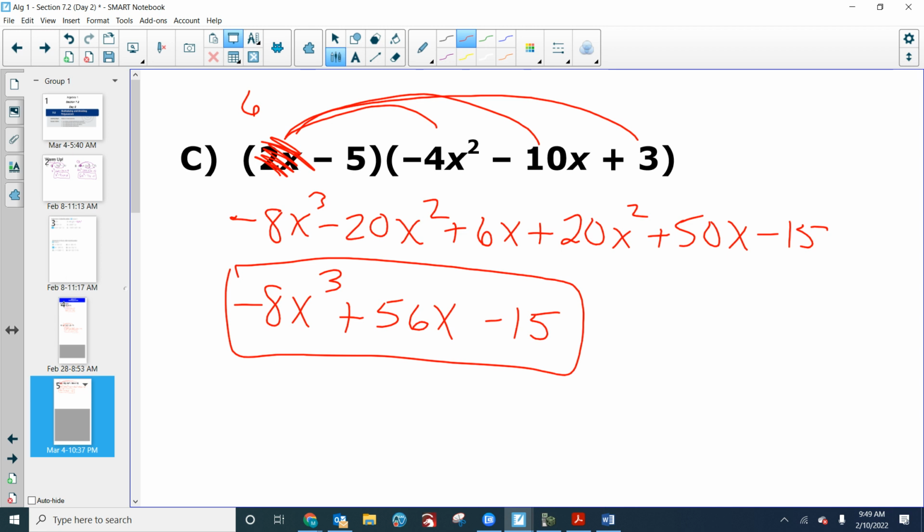If it helps you guys to keep these straight, you can underline the common terms. Like, there's only one x cubed term. There's 2 x squared terms. There's 2 x terms. Do something like that even before you start combining like terms. I think that'll help you organize, especially if you got that many terms.